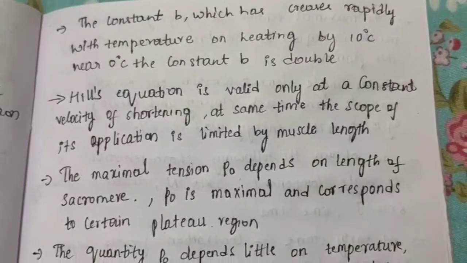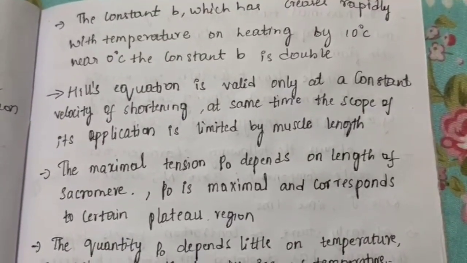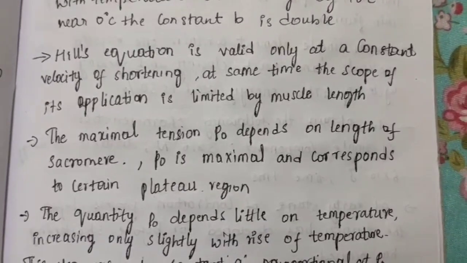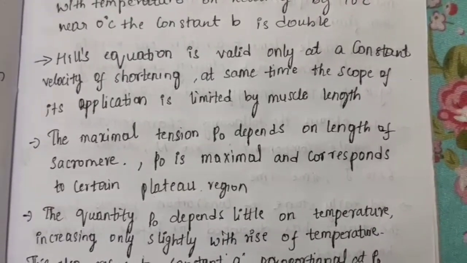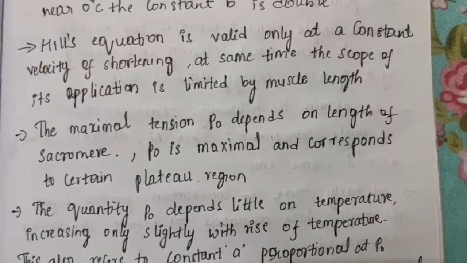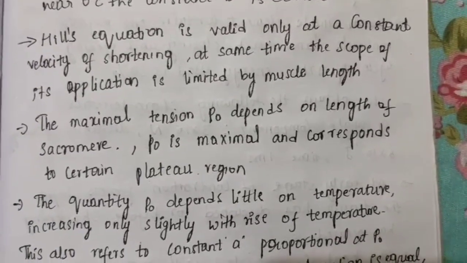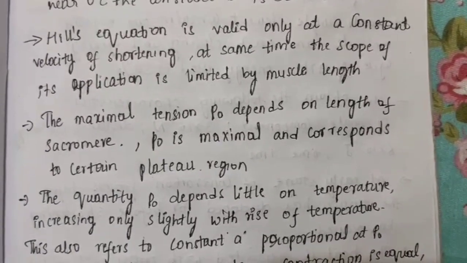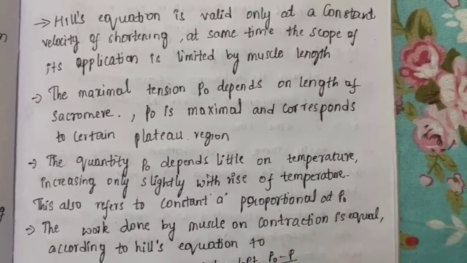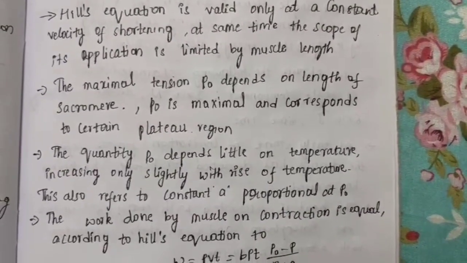The maximal tension P naught depends on the length of the sarcomere. P naught is maximal at a certain plateau region. The quantity P naught depends very little on the temperature, increasing only slightly with the increase of temperature. This refers to the constant a, proportional to P naught.